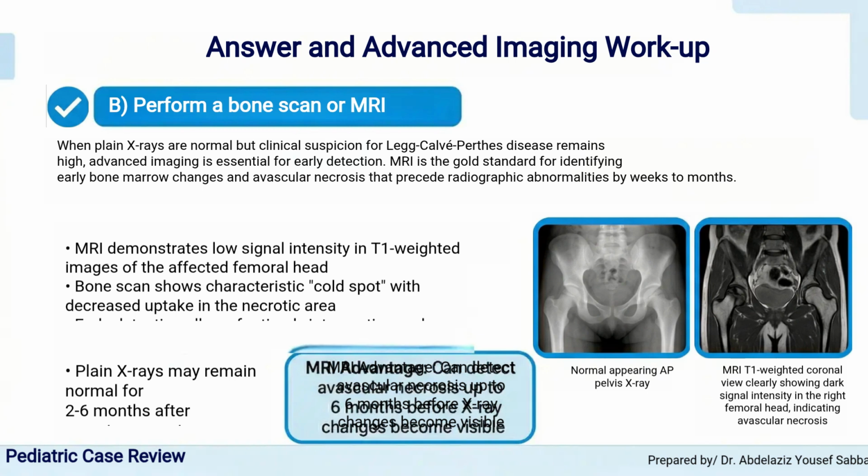by weeks to months. Magnetic resonance imaging demonstrates low signal intensity in T1-weighted images of the affected femoral head. Bone scan shows a characteristic cold spot with decreased uptake in the necrotic area. Early detection allows for timely intervention and improved long-term outcomes. Plain X-rays may remain normal for 2 to 6 months after symptom onset. Magnetic resonance imaging advantage: it can detect avascular necrosis up to 6 months before X-ray changes become visible.